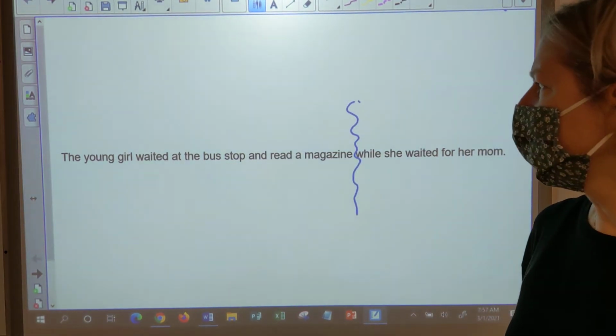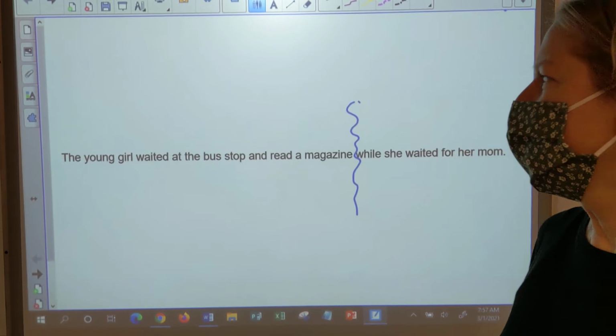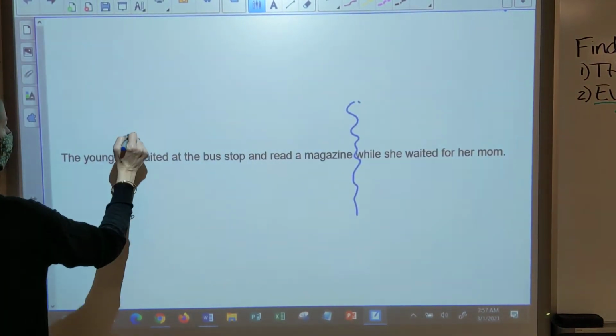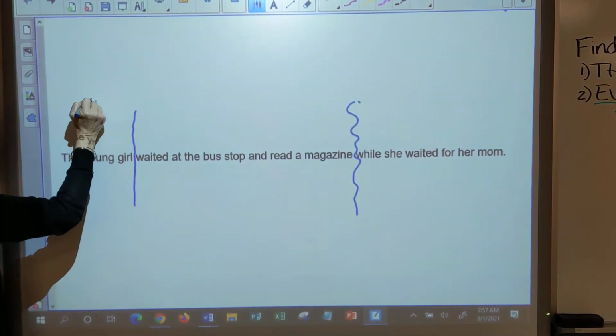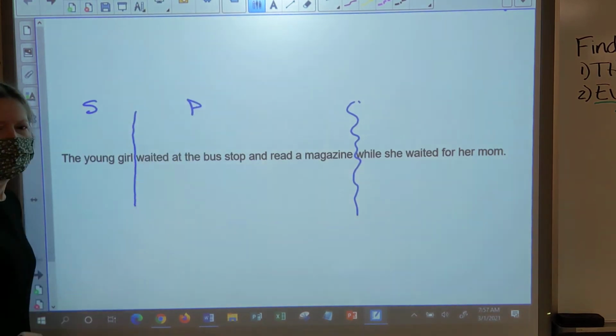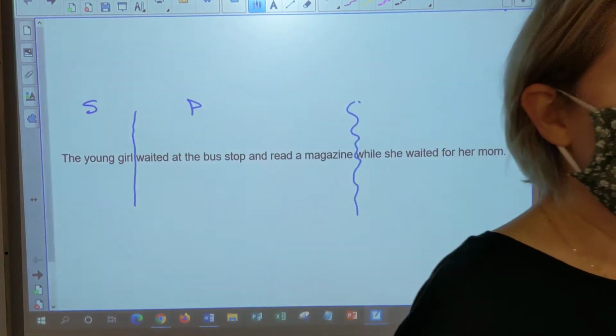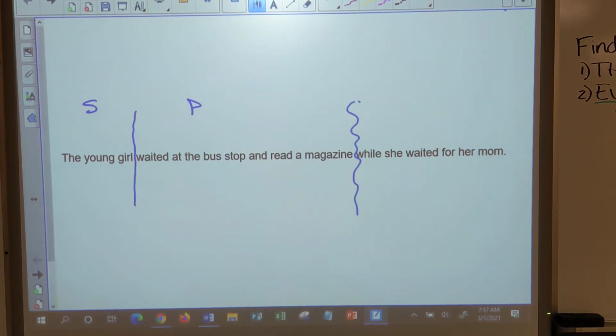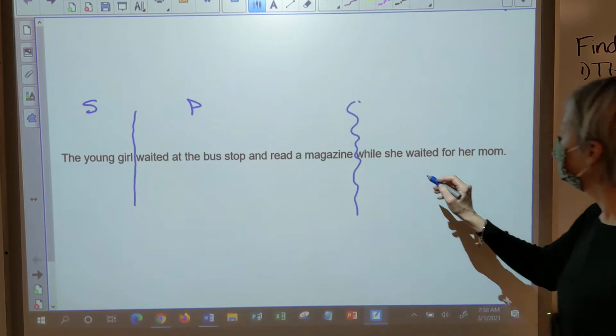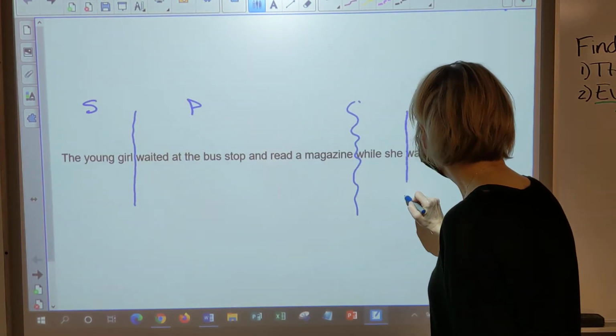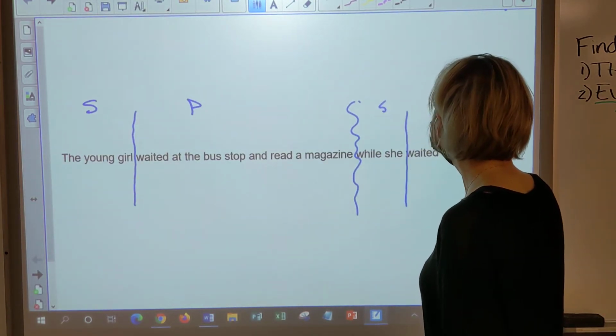So Cooper, in the first clause, what's my subject? Subject is young girl. Very good. So draw your straight line here, put your subject, your predicate. Ethan, in the second clause, what is my subject? Would it be while she waited? Be careful. Who or what are we talking about? She. So draw your line here. So this is your subject, this is your predicate.